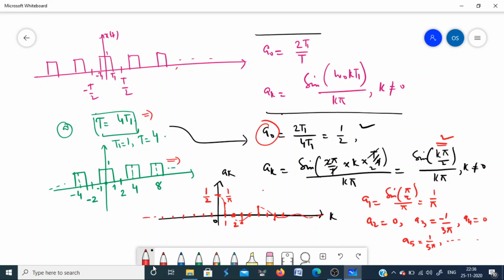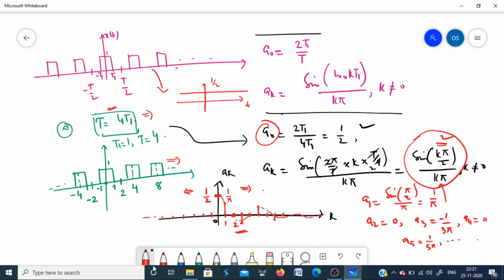Because it is a sine function, sine of minus theta is minus sine theta, and in the denominator, when k becomes negative, the two minus signs cancel each other. So whatever is on the positive side, the same spectrum you get on the negative side. So if you find the Fourier series for this signal for t equal to 4 times t1, you have Fourier series coefficients like this. What it means is you have one signal which is constant, that is 1 by 2. Plot this signal, it will be like this, 1 by 2.